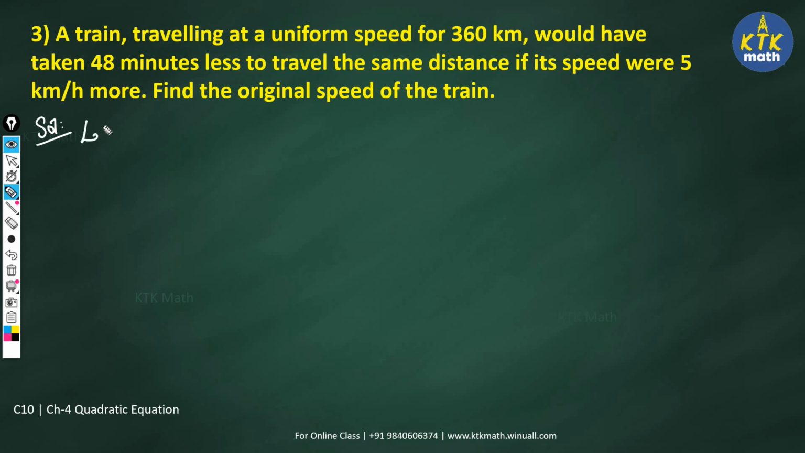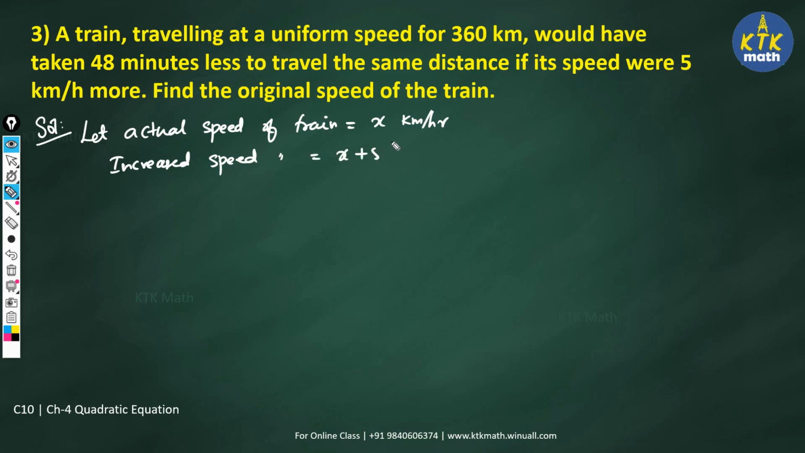So I need to take that as your x. Let the actual speed of the train be x kilometer per hour. Then what is the new speed? They gave the information about increased speed, so the speed of the train is x plus 5. They are just adding 5 more kilometer per hour. For example, if they are actually moving at 40, then it would be 45. Or if at 20, it would be 25. So x means x plus 5.